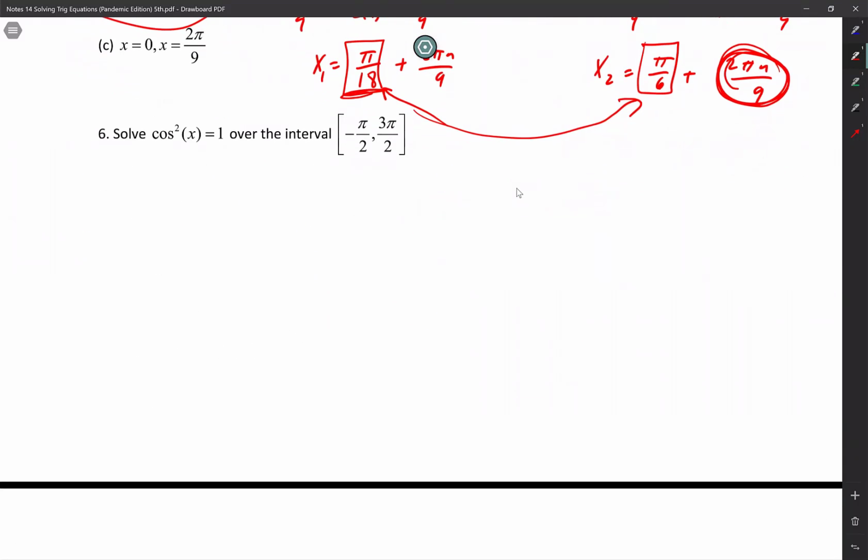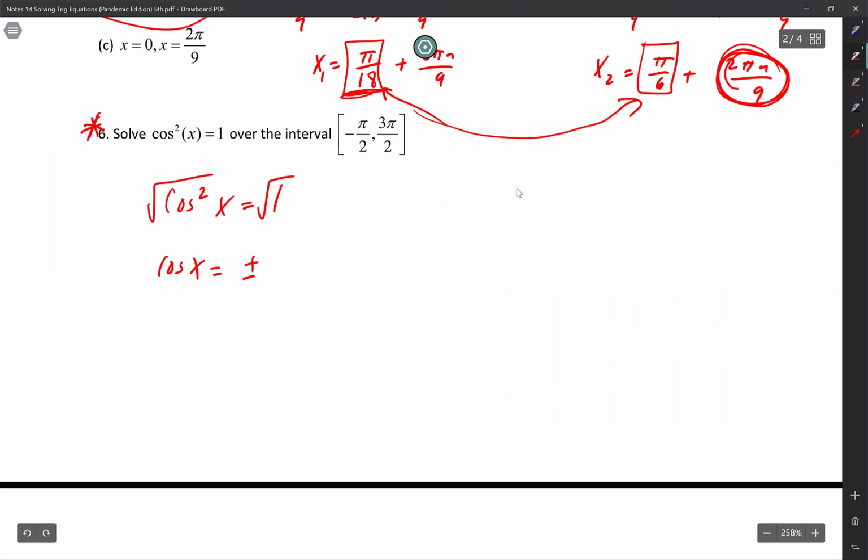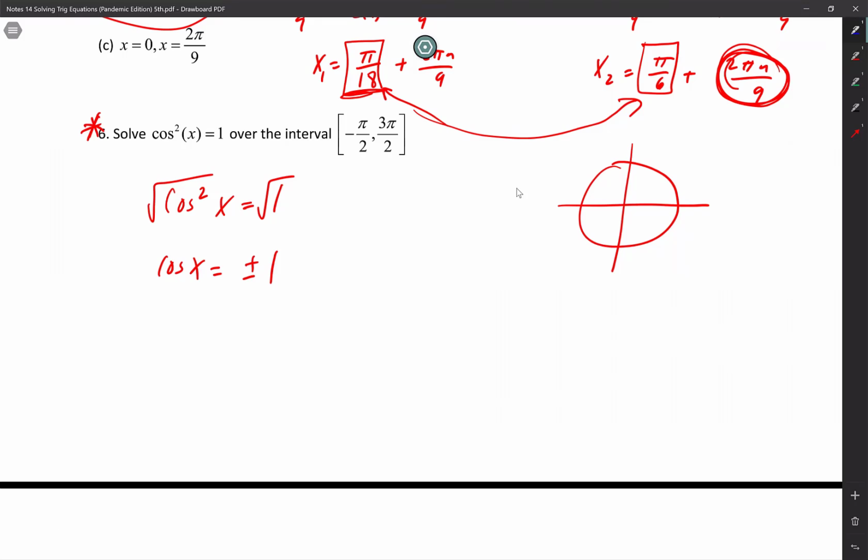These are very popular. They're going to come out on your Delta Math on the level 1. So relax, they're not that extreme, guys. So you have cosine squared x equals 1. What you want to do is get rid of that square there, so you're going to have to square root it. Square root, square root. Then you're going to have cosine x equals the square root of 1, which is plus or minus 1. You go to the unit circle and say, okay, where is cosine equal to 1 and negative 1? It's equal to 1 and negative 1 at those 2 blue dots.